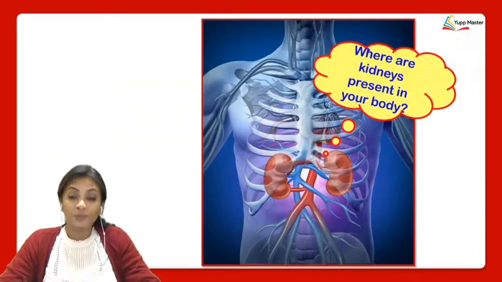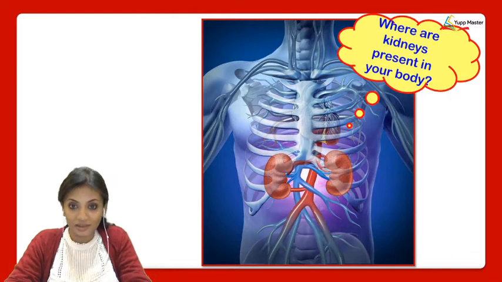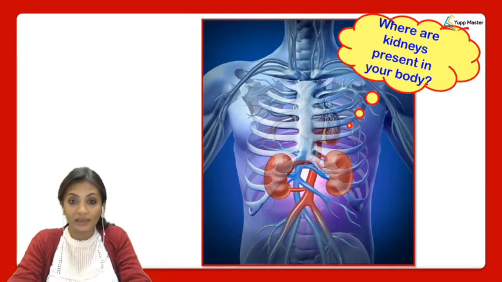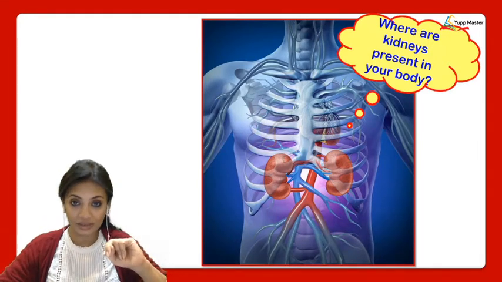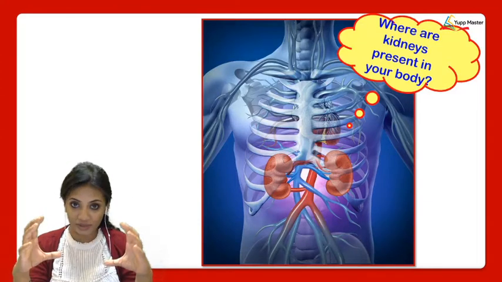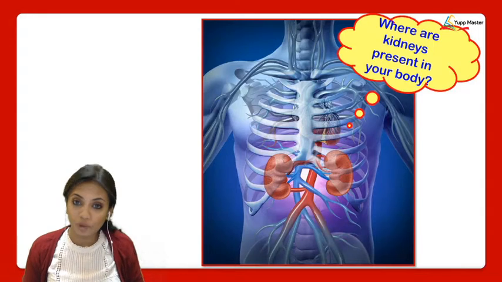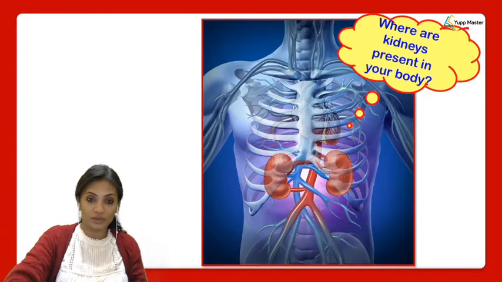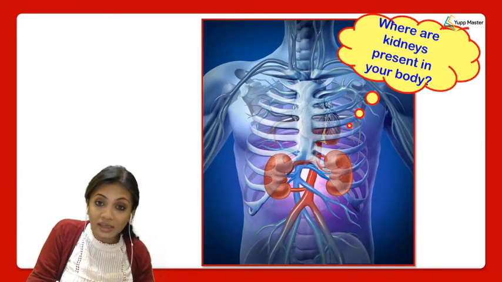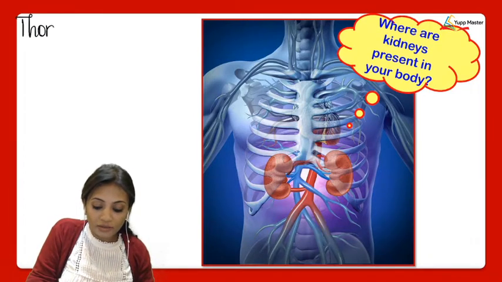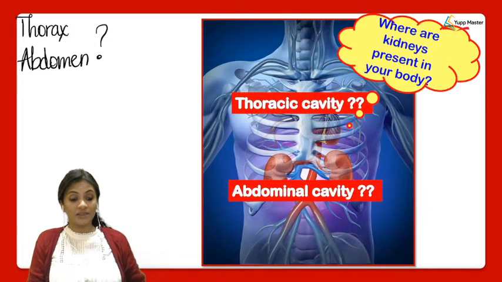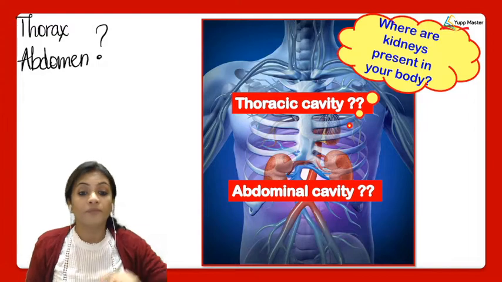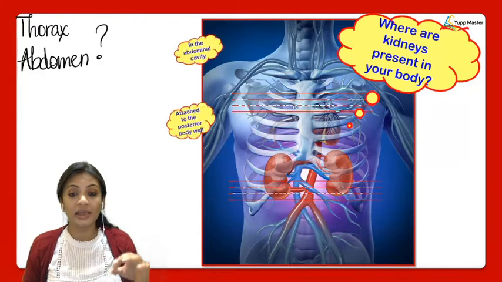Next, let's see where exactly the kidneys are present in our body. Our whole system has two parts, rather two cavities. One on top is the thoracic cavity, and below the thoracic cavity is the abdominal cavity. Now I would like you to tell me, are the kidneys present in the thorax region, or in the abdomen region? Where are they present? In the thoracic cavity, or in the abdominal cavity? The kidneys are present in the abdominal cavity.